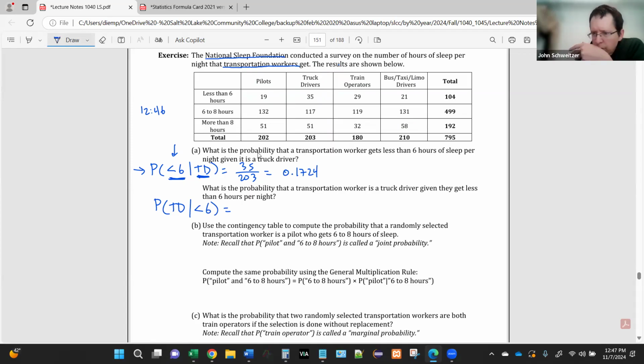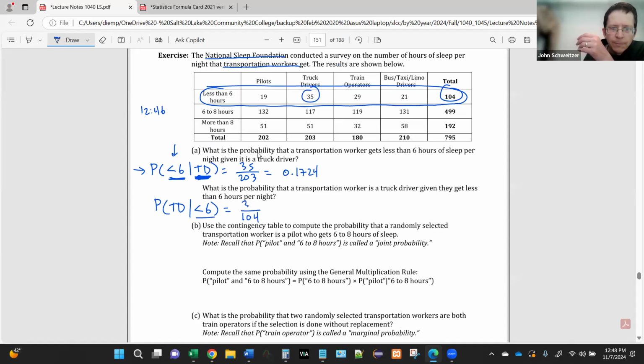Also, as far as getting the numbers right, usually this second piece of information tells you what part of the table to look in, right? So we look in this row for the denominator. For the less than 6, if they're getting less than 6, we know they're in here. So our denominator is the total for that group, which happens to be a row this time, right? So we have 104 people getting less than 6 hours. How many of them are truck drivers? 35. So we have 35 over 104, which is about 0.337.